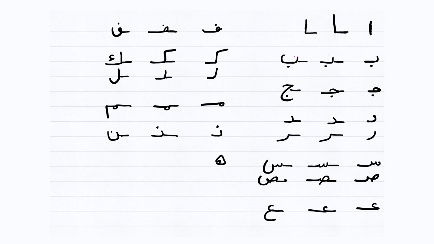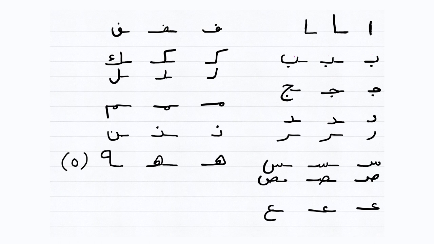Ha, in the beginning, in the middle. At the end is a bit tricky. It becomes like this. Pay attention here. By the way, if it's not connected, it will be just a little like zero, like this. And we will see this in words as we go ahead, as we go forward with our class.